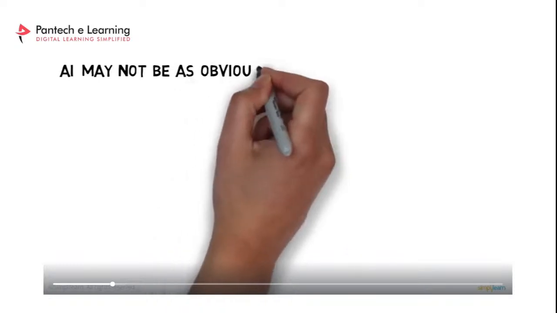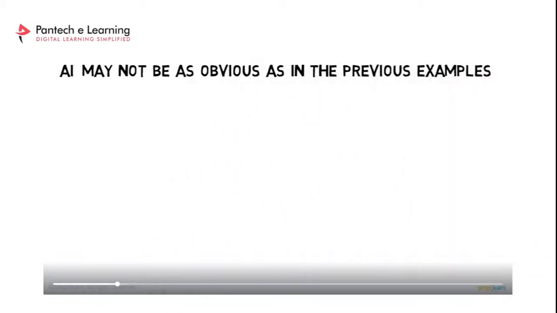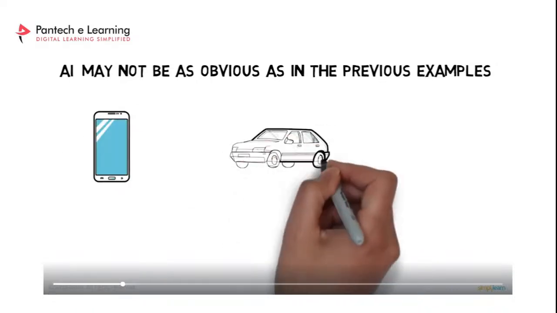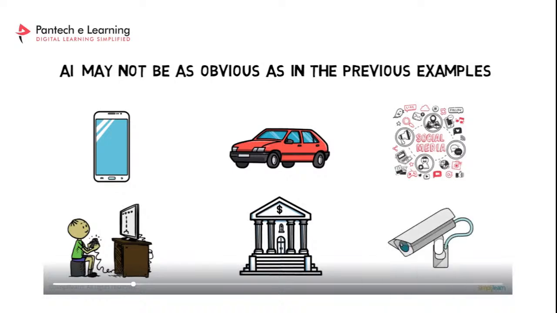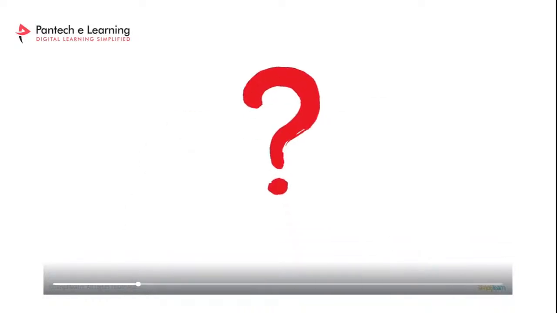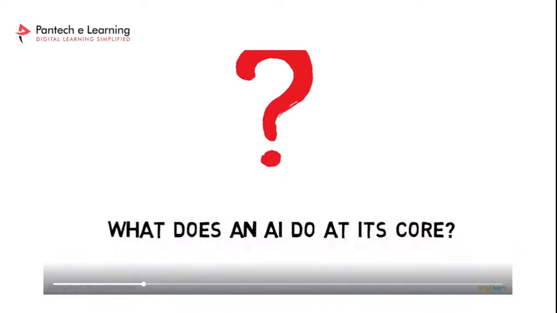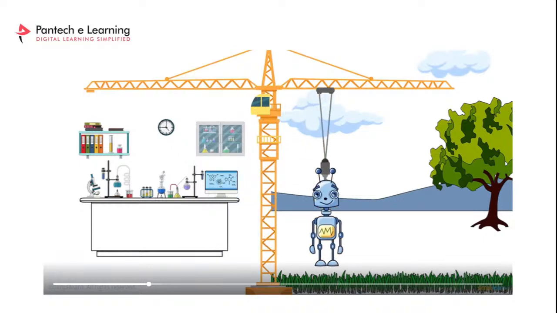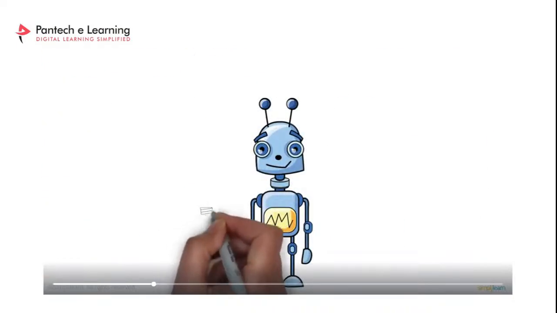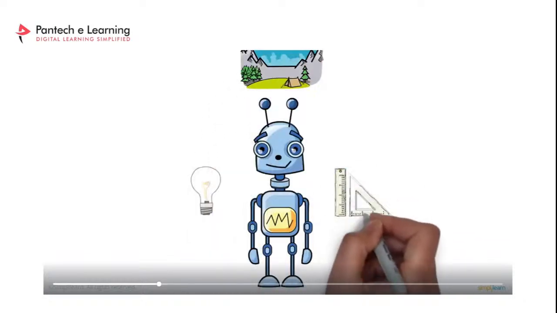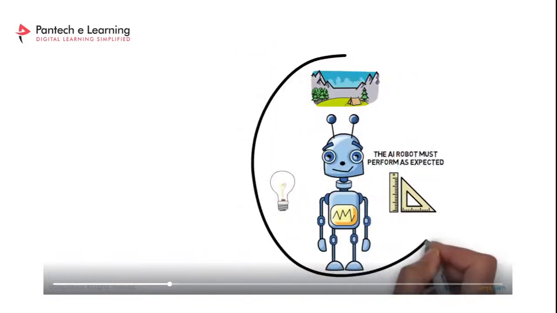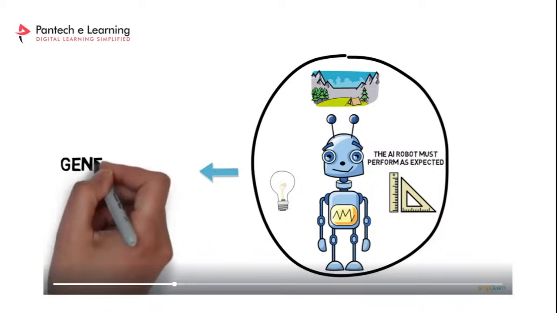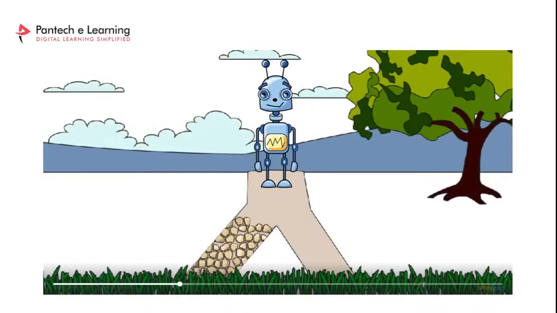But AI may not be as obvious as in the previous examples. In fact, AI is used in smartphones, cars, social media feeds, video games, banking, surveillance, and many other aspects of our daily life. The real question is, what does an AI do at its core? Here is a robot we built in our lab, which is now dropped onto a field. In spite of a variation in lighting, landscape, and dimensions of the field, the AI robot must perform as expected. This ability to react appropriately to a new situation is called generalized learning. The robot is now at a crossroad, one that is paved and the other rocky.